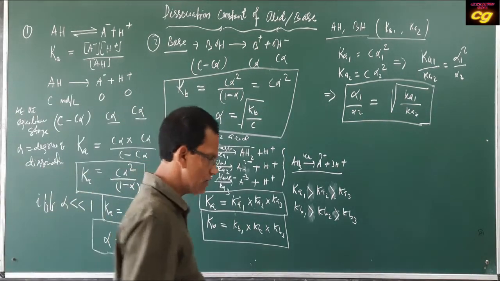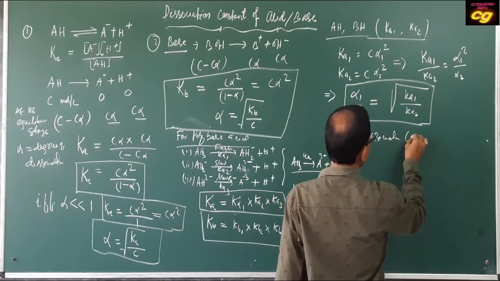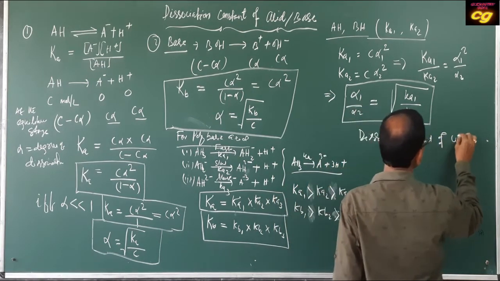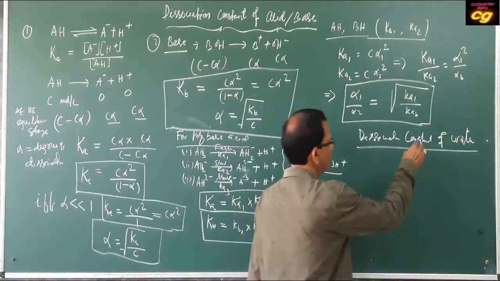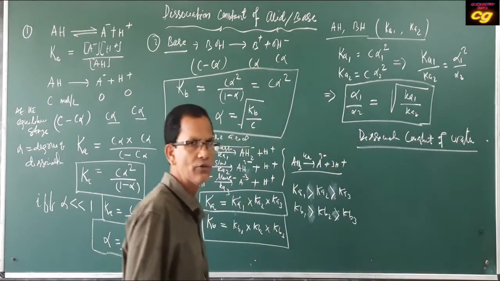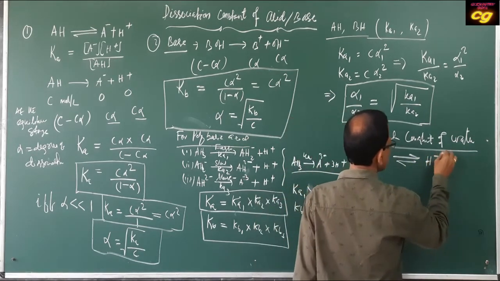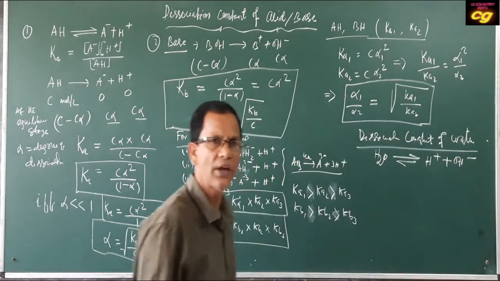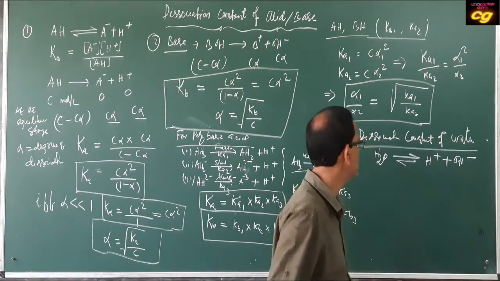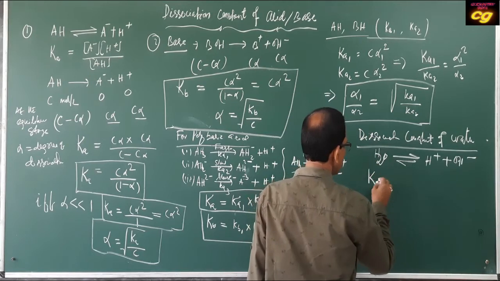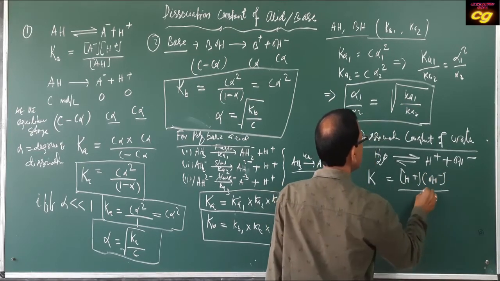Suppose you take the dissociation constant of water. We will now derive the dissociation constant of water. Water is also a weak electrolyte. It is not highly dissociated. So water maintains an equilibrium with its ions, H plus and OH minus. Water produces H plus ion and OH minus. That's why water is neutral, because the number of H plus and number of OH minus is the same in water. So what is the value of K for this? K is equal to H plus ion concentration into OH minus concentration upon water concentration.